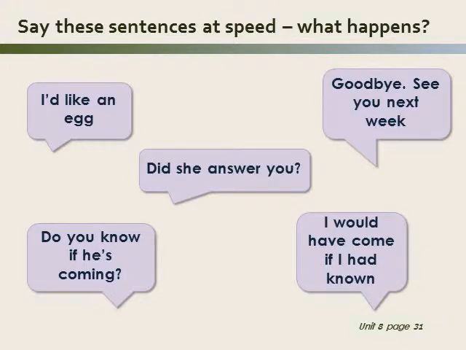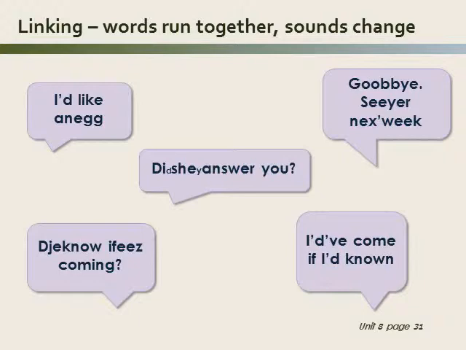Let's have a look at some more example sentences and see exactly what happens to the sounds in unstressed syllables and in unstressed words. Try saying these at speed and listen carefully if you can hear some sounds change, some sounds disappear, or some sounds appear, some extra sounds. So stop the video and say these and listen carefully to yourself. What you probably heard in the first one is that an egg is run together so that it sounds like one word, an egg.